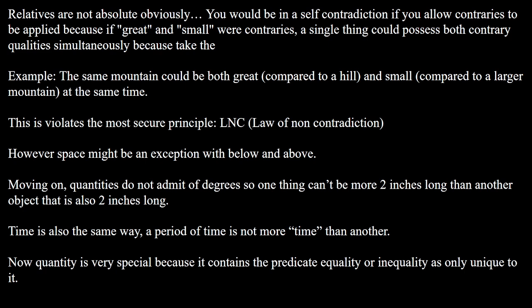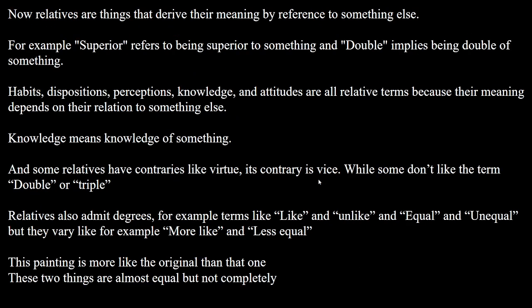Now, that equal would make that sentence a categorical mistake according to Aristotle's philosophy, because quantity, or equality and inequality, can only be applied to quantity, okay? And that is why. Now, relatives are things that derive their meaning by reference to something else.